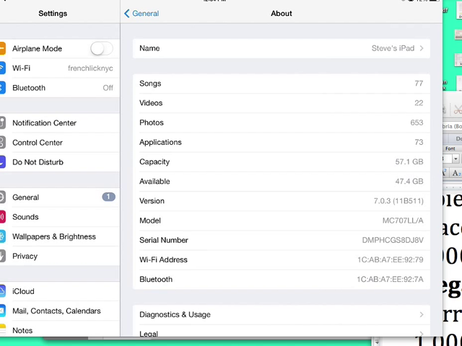So those are your important numbers. Your capacity, gigabytes. Your iPad was probably a 16 or 32 or 64 gigabyte, and you've got your serial number. And that's how many small libraries it has in a gigabyte.